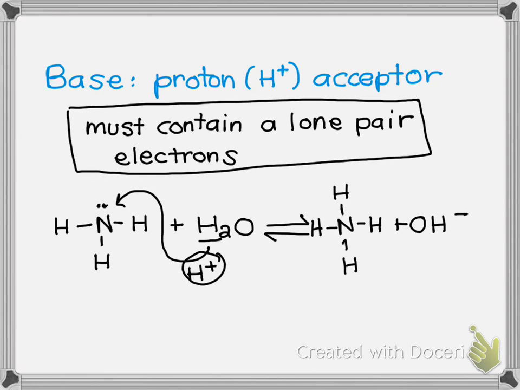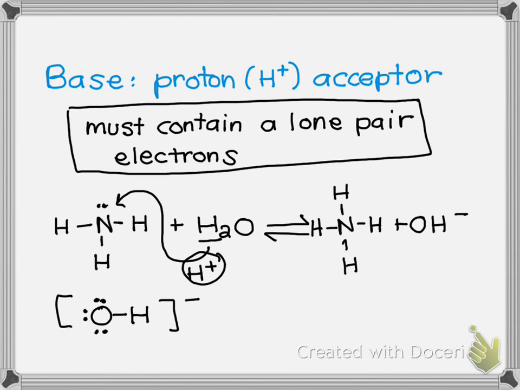Now, the hydroxide ion also has lone pairs. If we were to draw it, it has a bond and 3 lone pairs on here. And so we also see hydroxide ion has lone pairs. So it must have lone pairs to be a Bronsted-Lowry base.